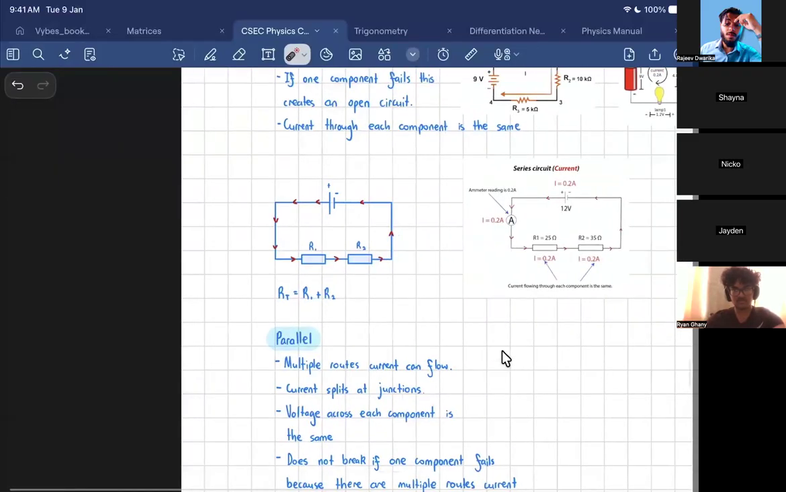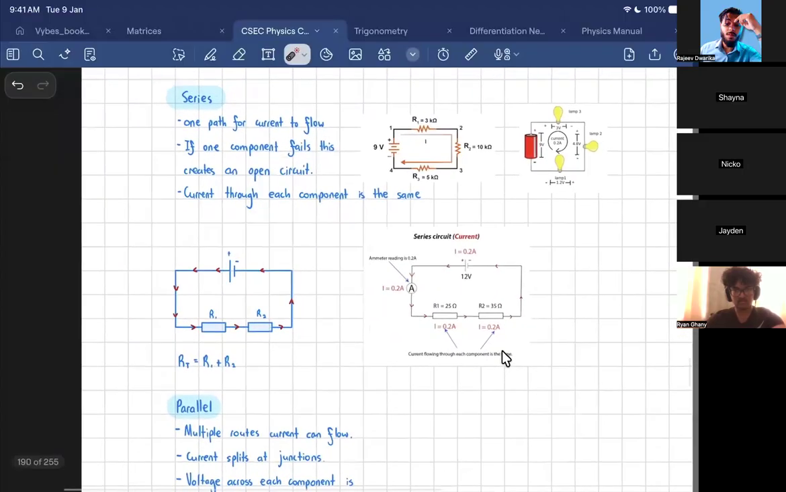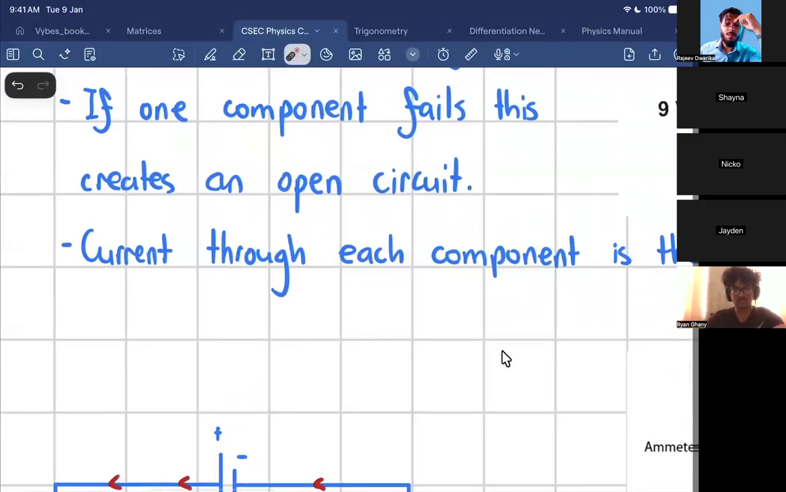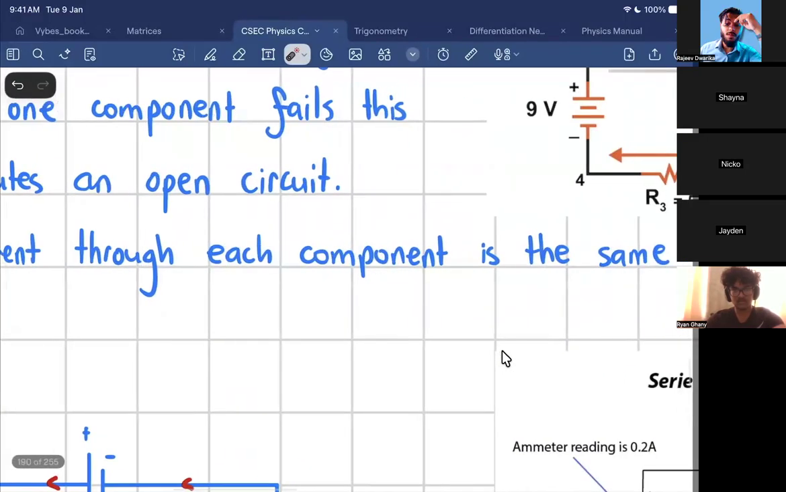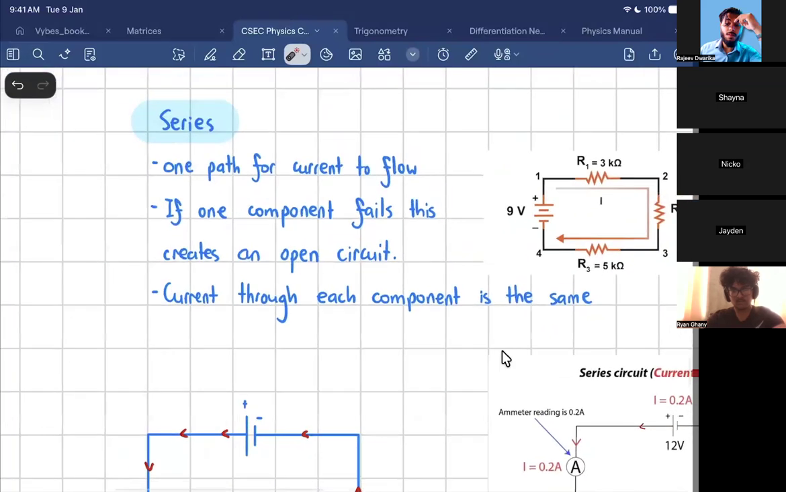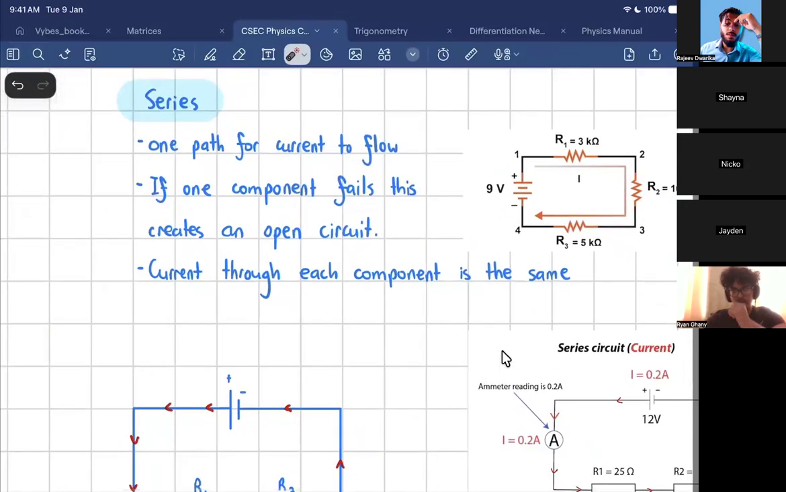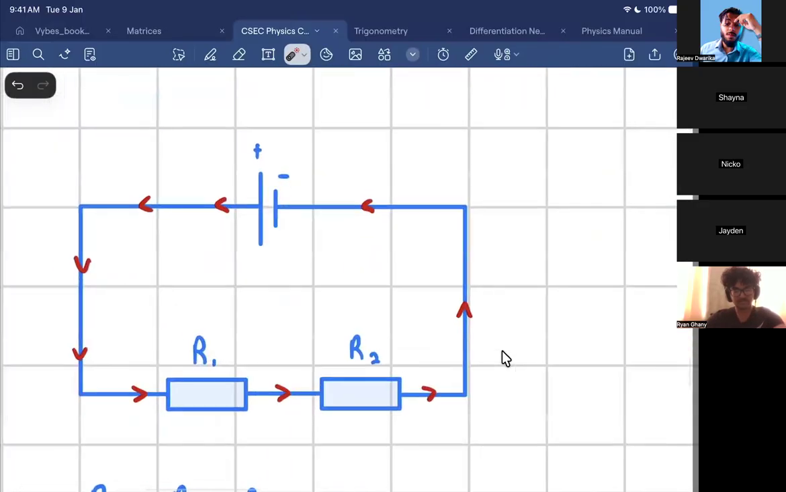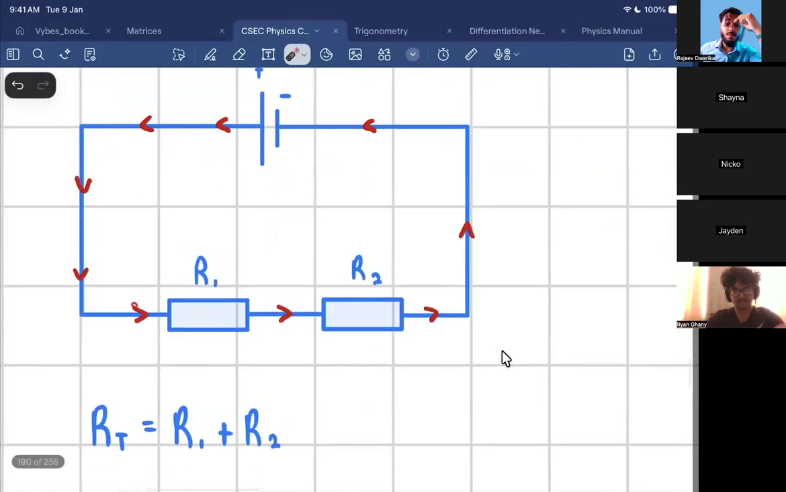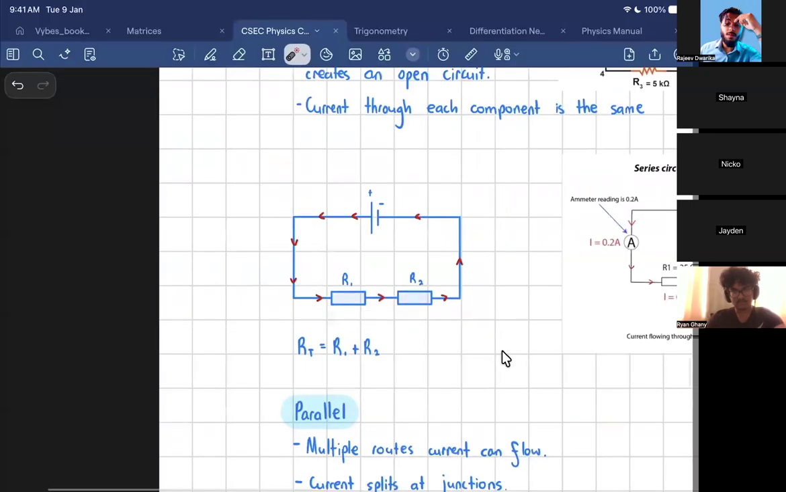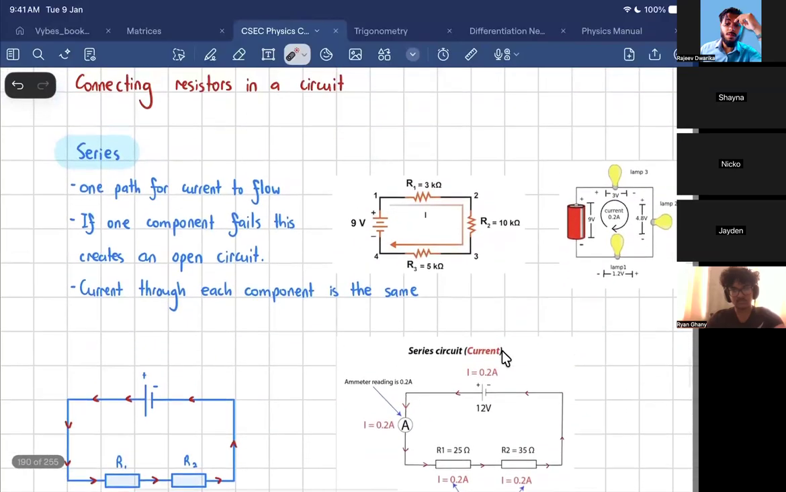Alright, let me move on. Something to understand, guys: the current through each component would be the same. I'm not sure if you understand what I mean by that. Can you all see that the same current is going through this one and the same current is going through this one? Let me know if you're seeing that. The same current passing through both of them. Alright, cool. Let's look at parallel now.